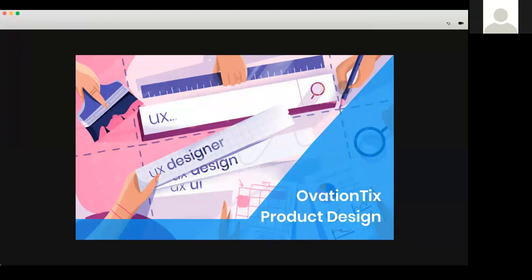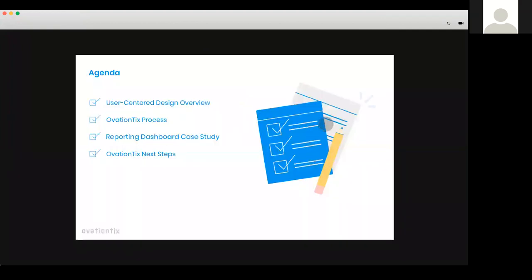So, like I was saying, what we do as a design team is so much more than colors and fonts. For us, it's really about understanding our users and making sure that all the design for our product will best meet their needs. In today's presentation: a high-level overview of user-centered design, what it is and why it's important, then our specific process. We'll take you through a deep dive case study of the reporting dashboard, which some of you may be familiar with, and then what we're looking forward to in terms of next steps.